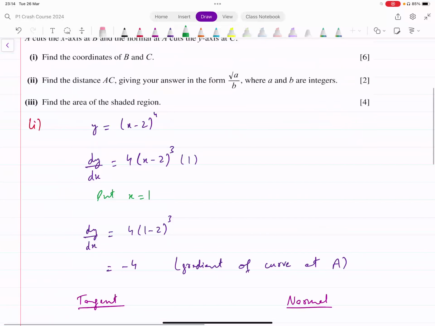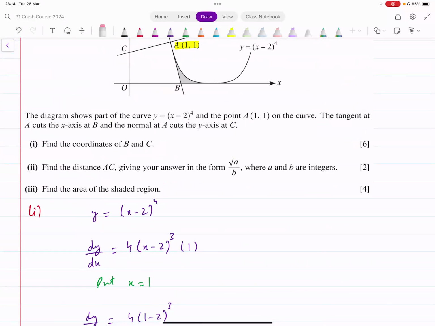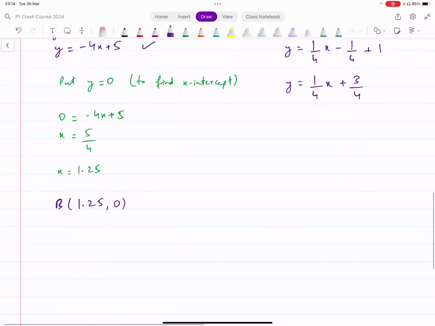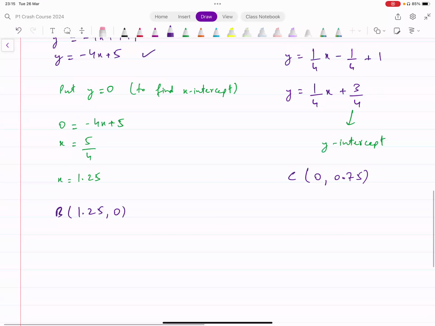Now similarly, C is the y-intercept of the normal. Now, what about the y-intercept of the normal? In y equals mx plus c form, we know that this constant is the y-intercept. You could try inputting x equal to 0. When you input x equal to 0, you're left with 3/4. So that's the y-intercept. And that means the coordinates of C, therefore, are 0 and 3/4. 3/4 is 0.75. Again, you could write this as a decimal or a fraction. Both of them are okay. So we have the coordinates of B and C. That's what we were looking for in the first part.